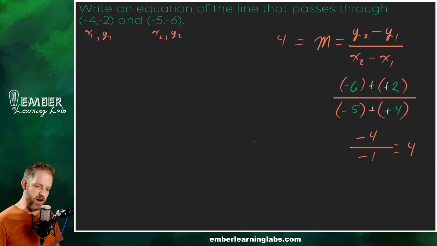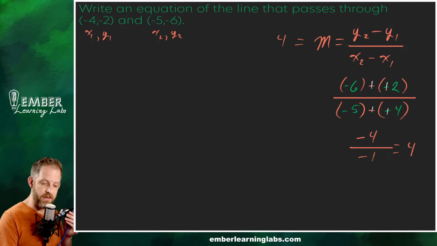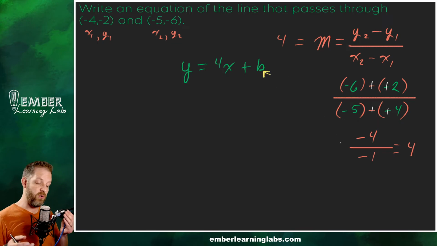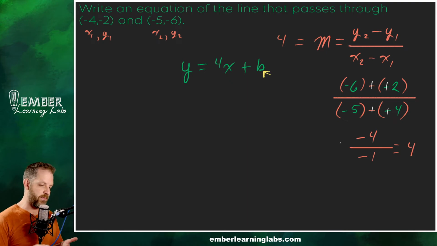Right? So now we're kind of in the same place as we were on the last problem. Right now, we have this much. We have y equals 4x plus b. We still need to find the b, right? That's what we need to do. So we're basically doing the same thing. We're going to plug a point in for x and for y.